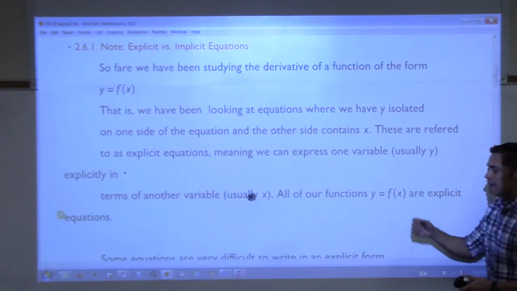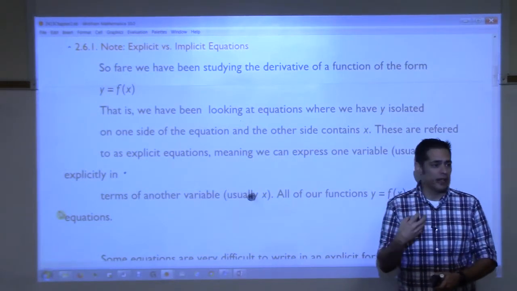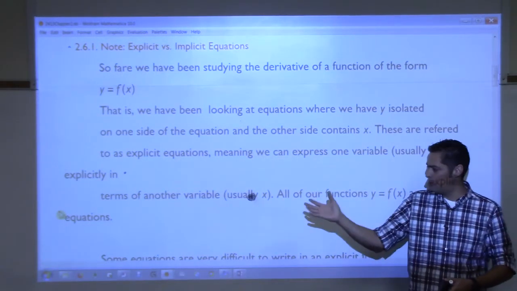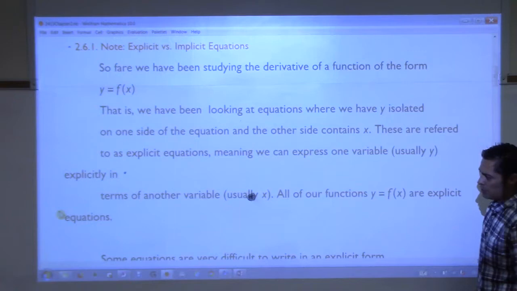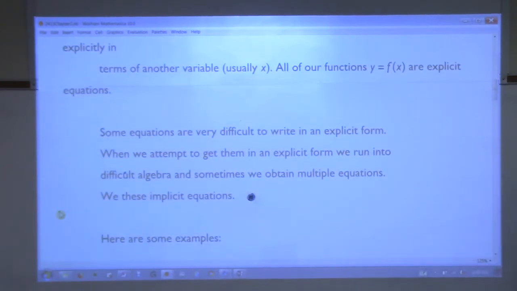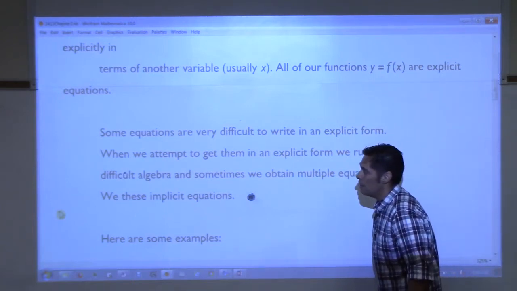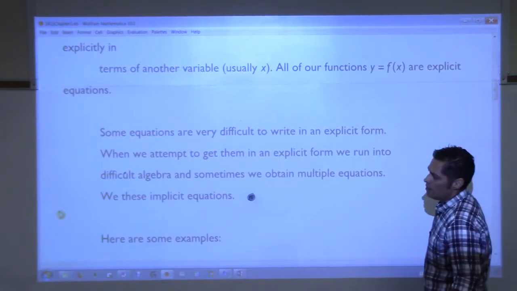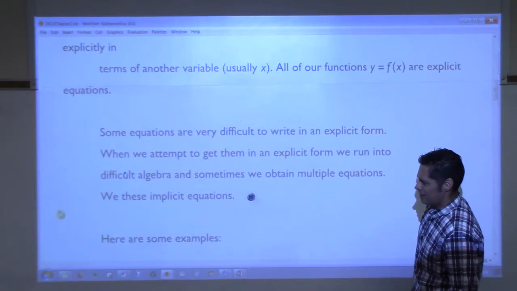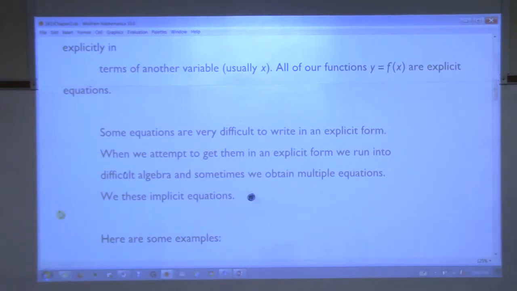So we can determine exactly what y is if somebody gives us an x. Give me an x, I will provide you the y. All of our functions y equals f of x are explicit equations. Some equations are very difficult to write in explicit form. When we attempt to get them in explicit form, we run into difficult algebra, and sometimes we obtain multiple equations. I think I meant to say these are implicit equations.